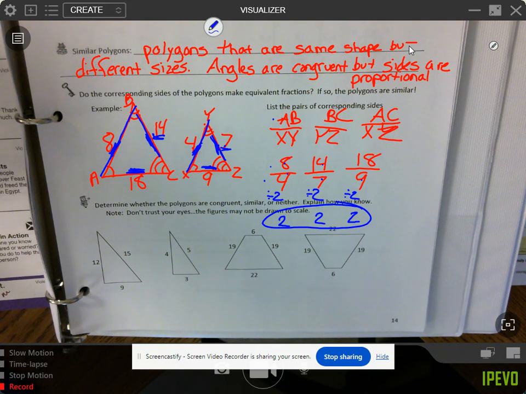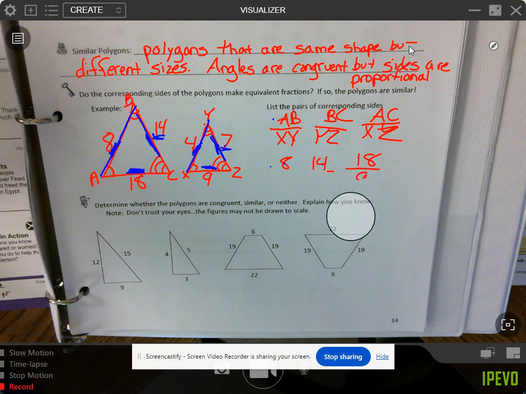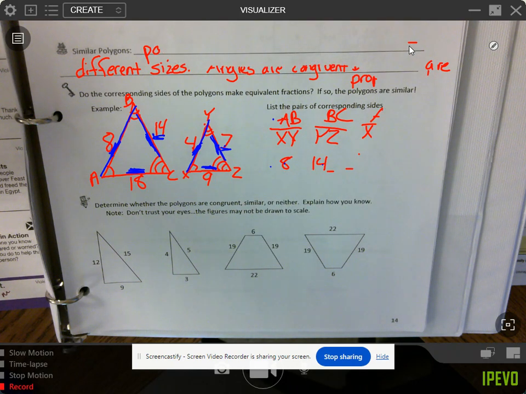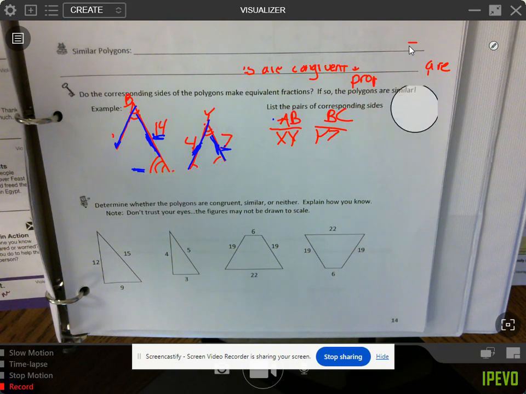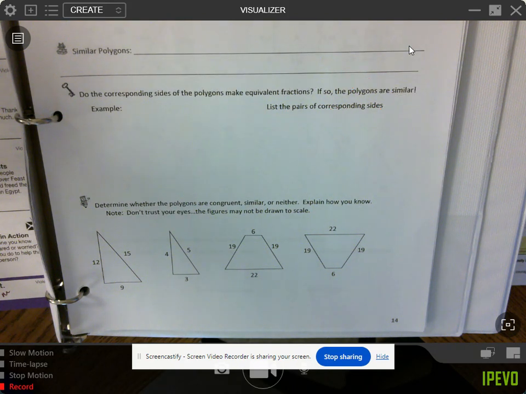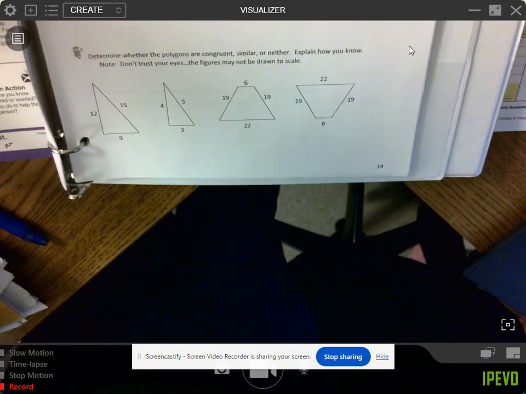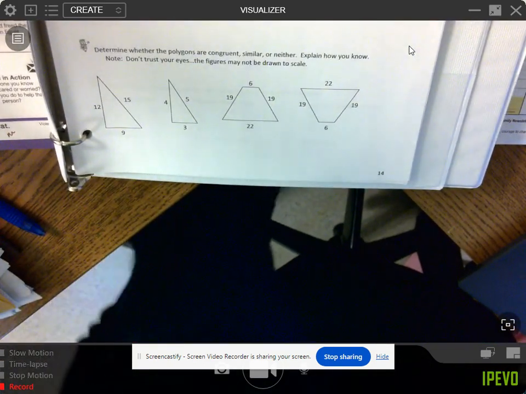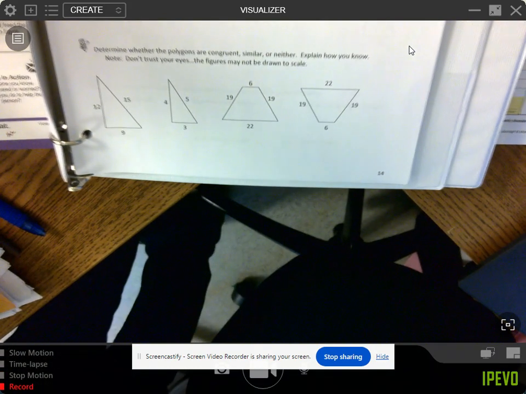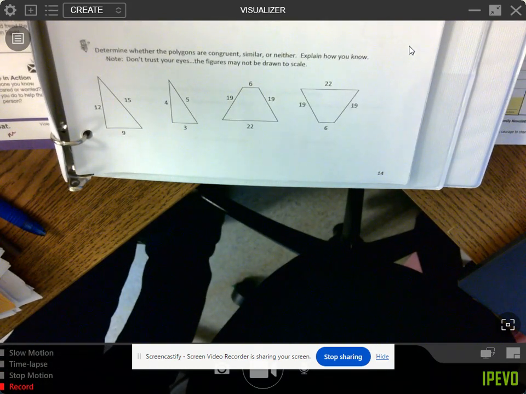Any questions on that one? So let's look at our bottom. Determine whether the polygons are congruent. They're identical measurements. Are they similar? They shrunk or grew at a proportionate rate, or neither. They're not congruent, they're not similar, they are neither.